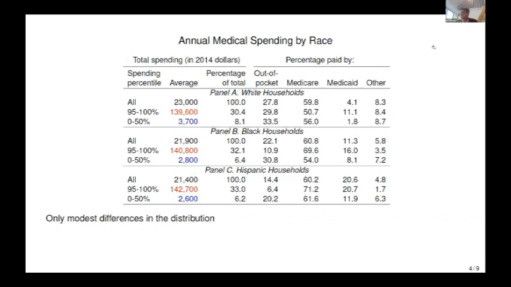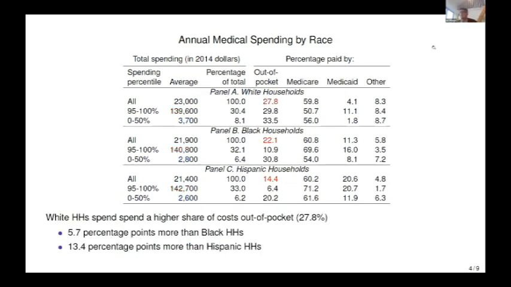Now, furthermore, if you look at the distribution of medical spending across racial groups, it's actually remarkably similar. Overall, we're going to try and think about what explains these differences, but you can see at some level, there's actually not that much of a difference to explain.